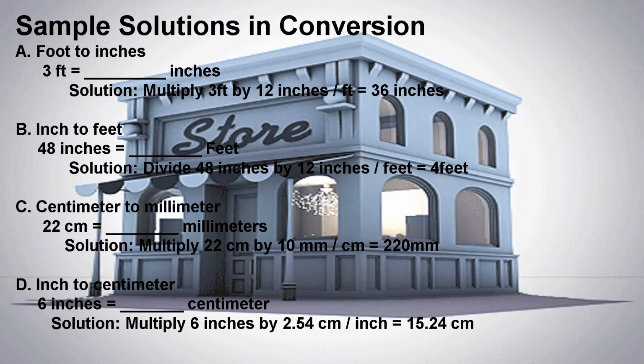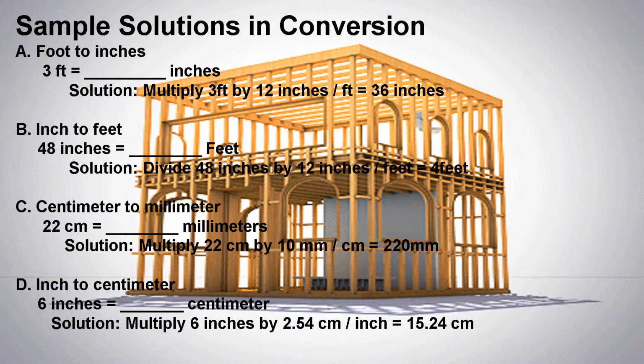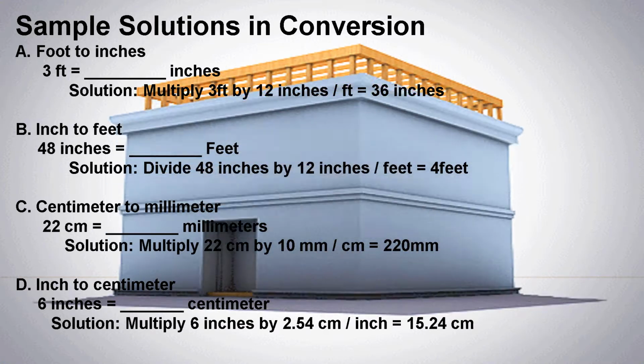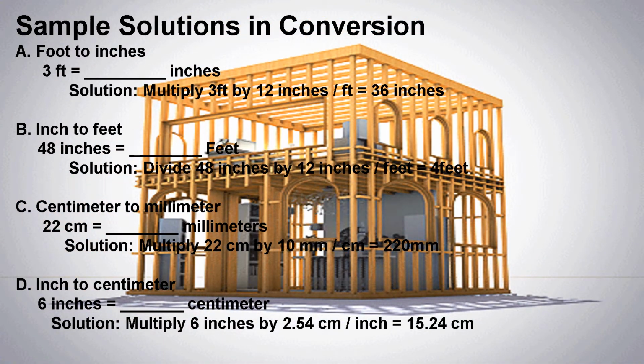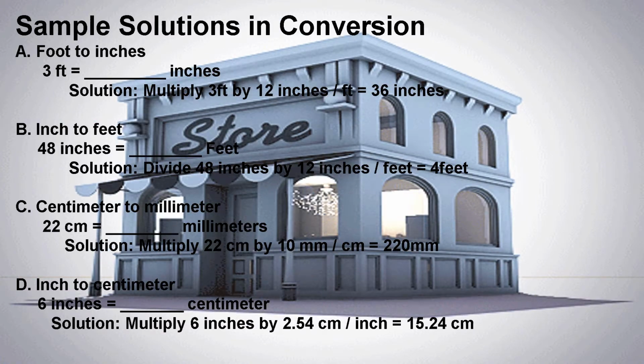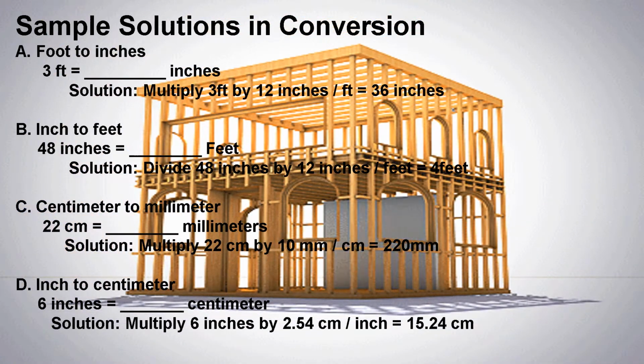Centimeter to millimeter. 22 centimeters is equal to blank millimeters. Solution: multiply 22 cm by 10 mm over cm is equal to 220 mm.